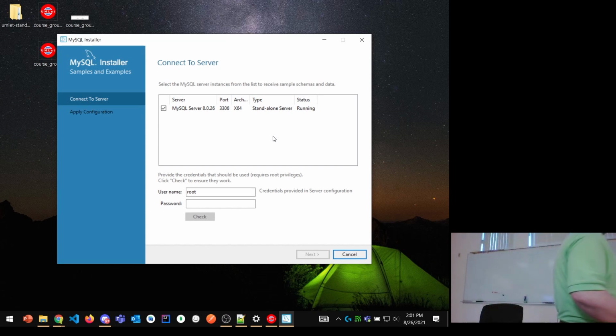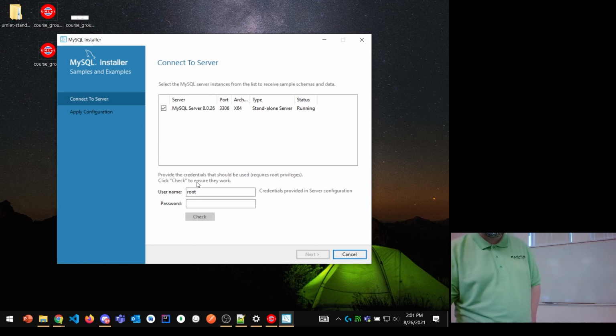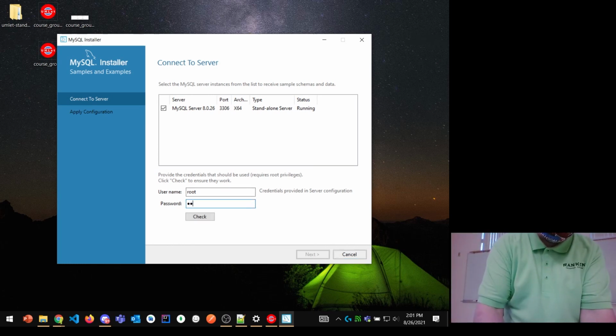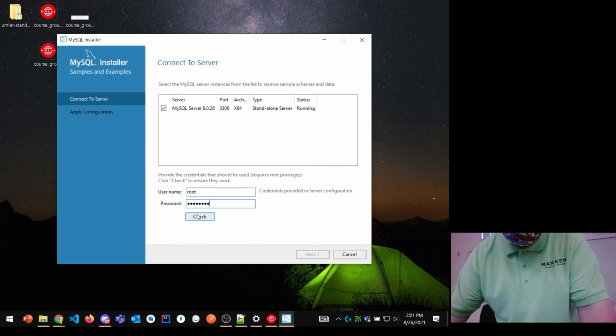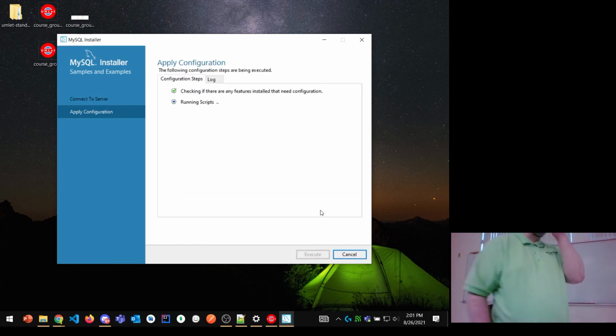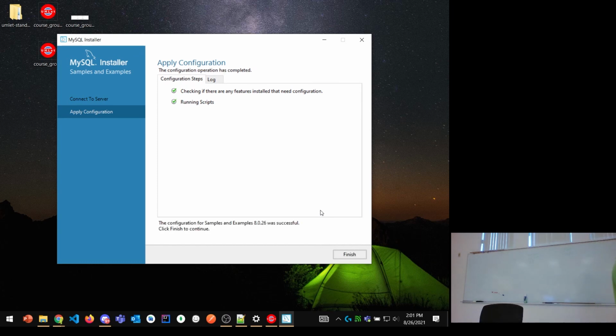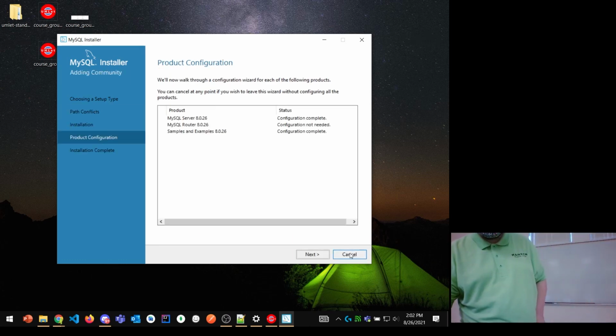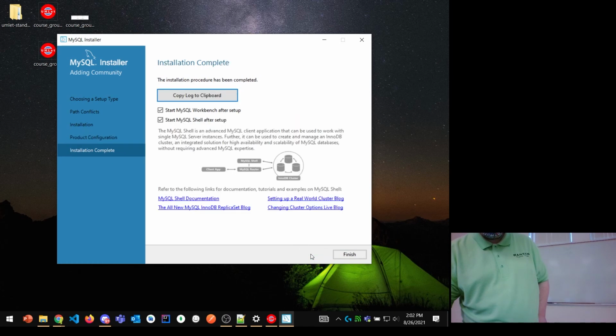Connect to server. Okay. So now you can see it's asking me for that root password that we entered previously. So I'm going to do that. Check it. It says yes. Good. I'm going to go ahead and execute. What this part is doing is creating a sample database that we can use. We're going to use this for labs this week and tomorrow. So if that's all good, hit finish, and hit next, and we're going to hit finish here.